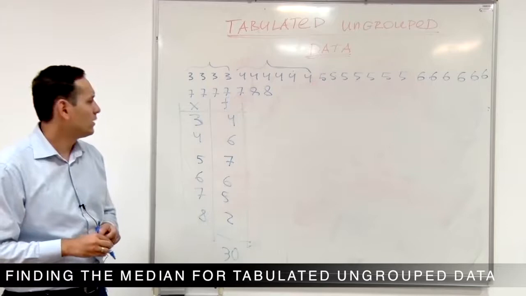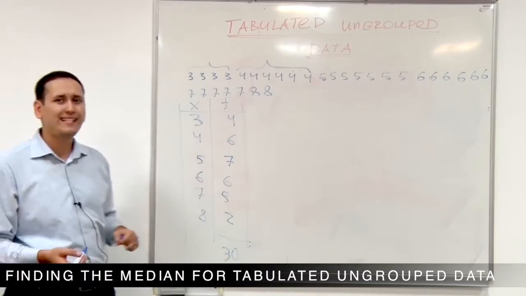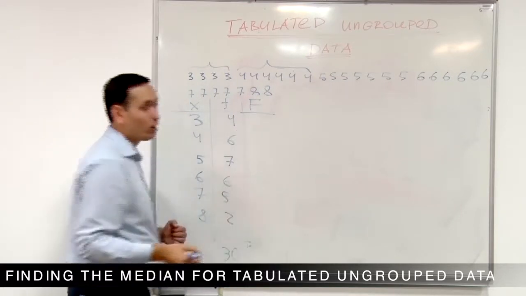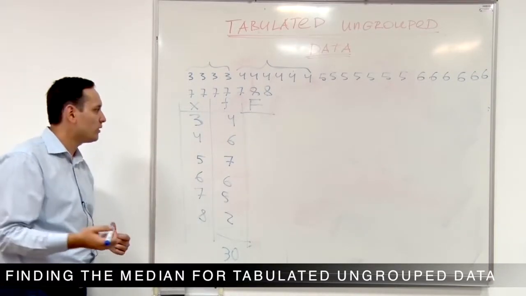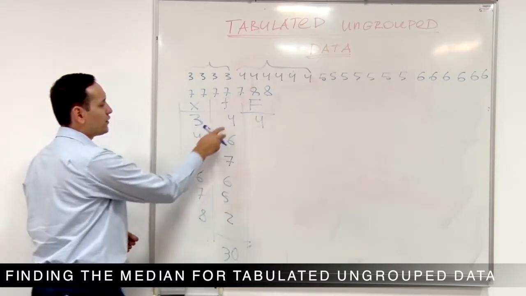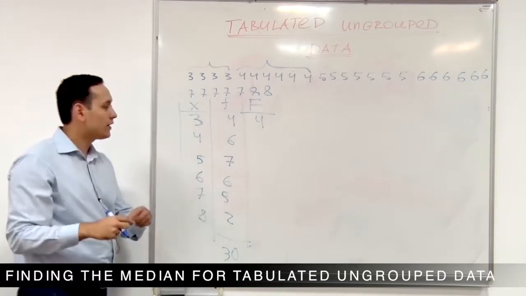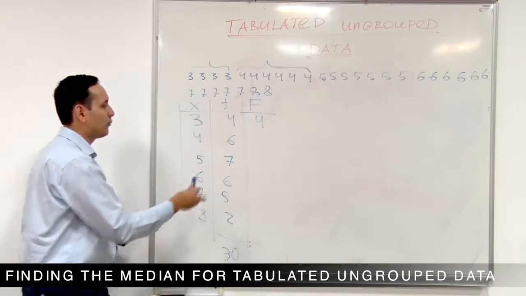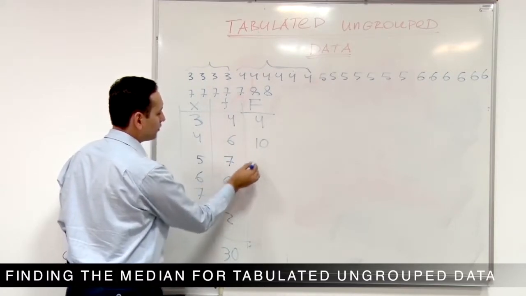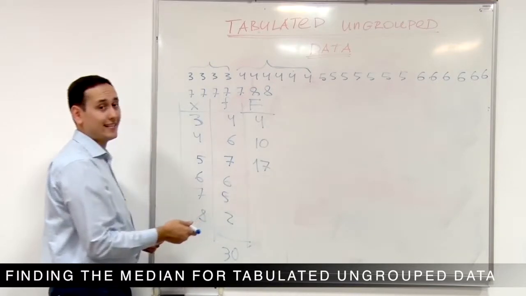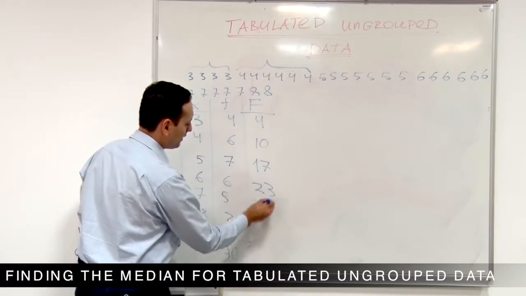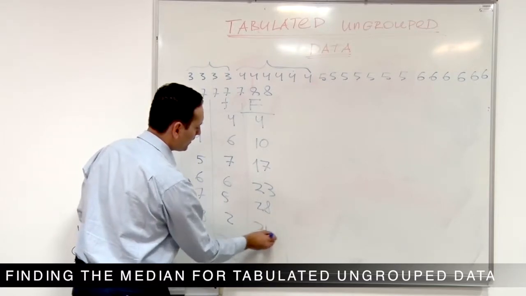In order to proceed with finding the median for tabulated data, we add another column, which is called the big F, which stands for cumulative frequency. Cumulative frequency is calculated like this. First we put just the first frequency, and then we start to accumulate the previous ones. For example, 6 plus 4, we write 10. 10 plus 7, we write 17. 17 plus 6, we write 23. 23 plus 5, 28. 28 plus 2 is 30.